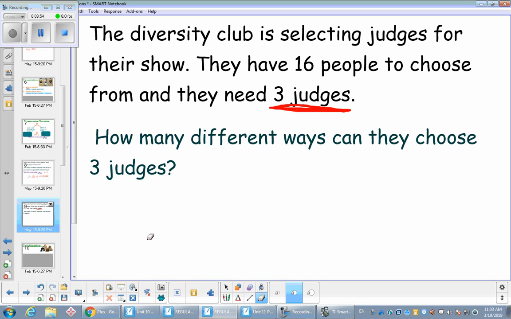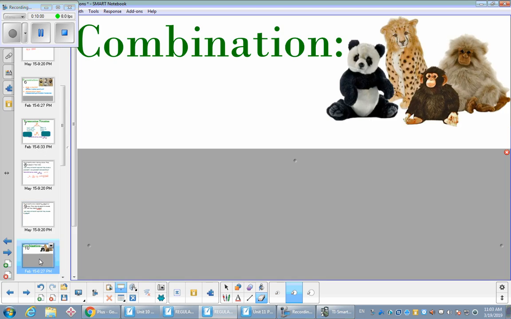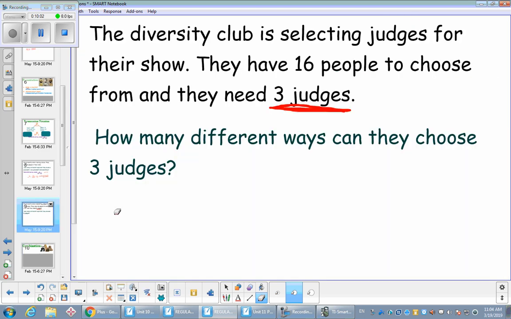So this is different than a permutation. This is called a combination, all right? Combinations are a little bit more complex than permutations because I can't just do this. I can't just say 16, 15, 14 because I'm not ordering them. I'm going to have repeats then.